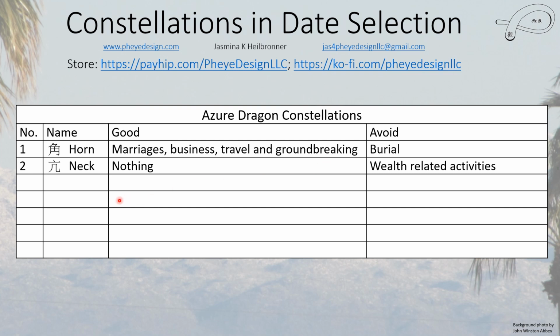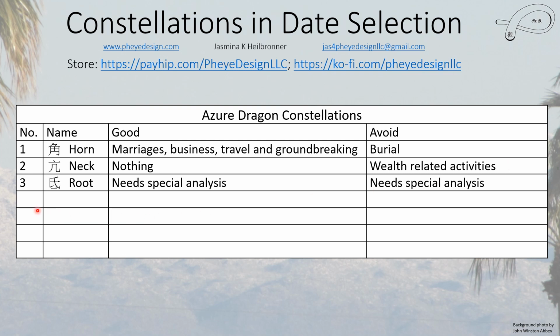Second one is neck. It's basically not really good for anything, but it's particularly bad for wealth-related activities. So that's buying and selling assets, perhaps signing a contract that has to do with you earning money, things like this.